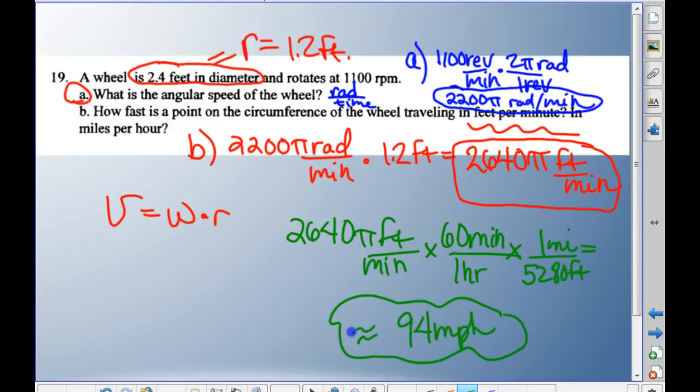Or we do 30 pi. You can leave it in terms of pi. I don't care, but 94.2. I just went ahead and changed it to a decimal for that one. All right.